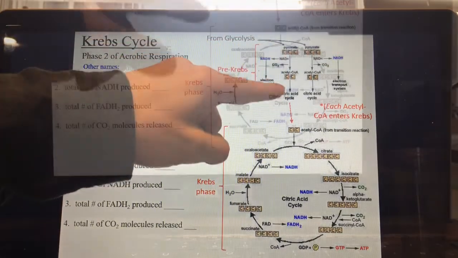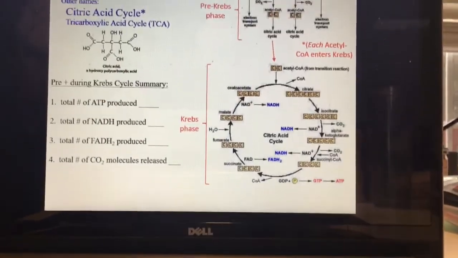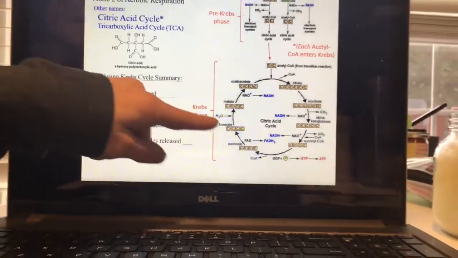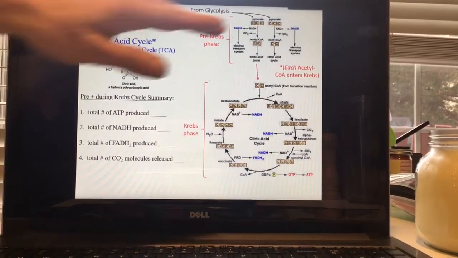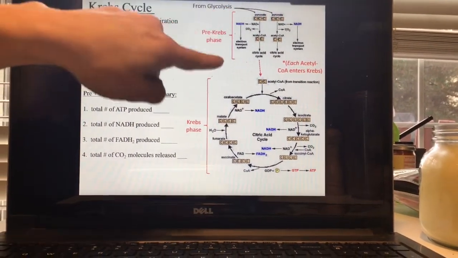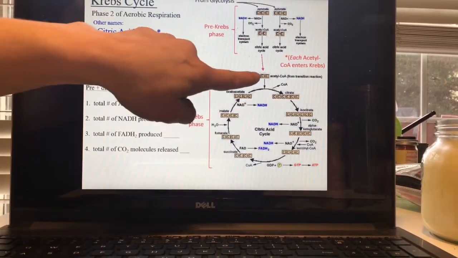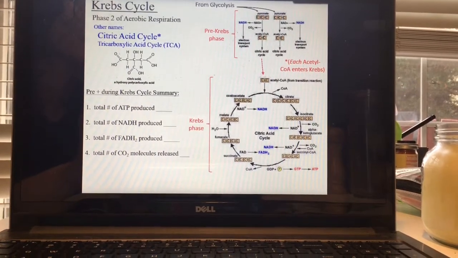Now each of the acetyl-CoA molecules enters the citric acid cycle. So when we are coming up with the totals of all of the molecules produced, we have to count everything in the transition reactions once, but everything in here twice, because all of these numbers, if we're counting, are for each individual acetyl-CoA molecule, and we have 2.